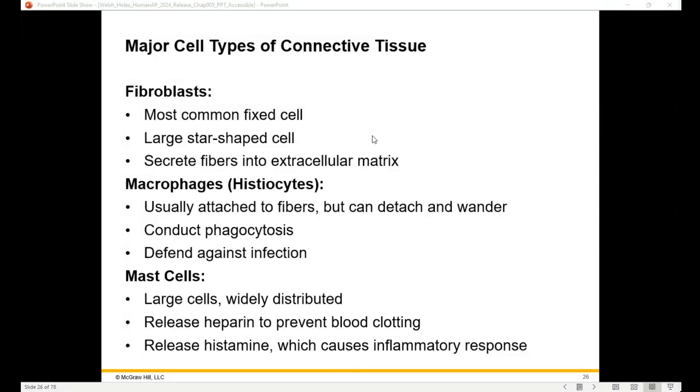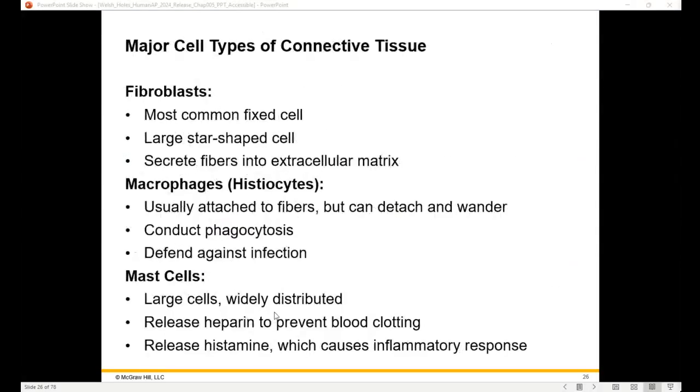Okay, different types of cells that we see in connective tissue. The most common type of cell is a fixed cell, which is a fibroblast. They're large star-shaped cells, and they secrete fibers into the extracellular matrix. Next, we have macrophages or histiocytes. They're usually attached to fibers, but they can detach and wander. They conduct phagocytosis, and they defend against infection.